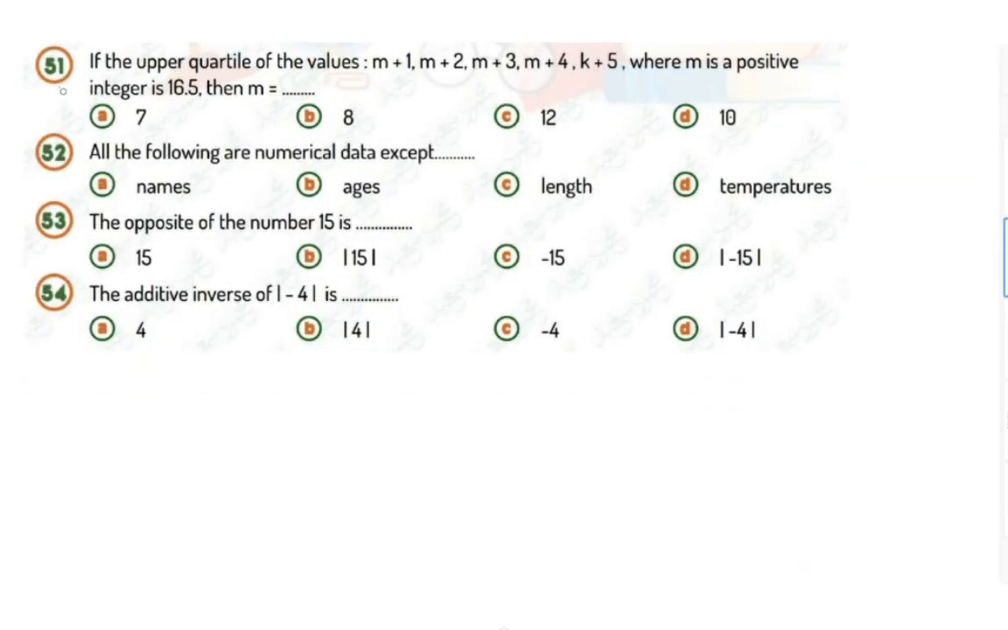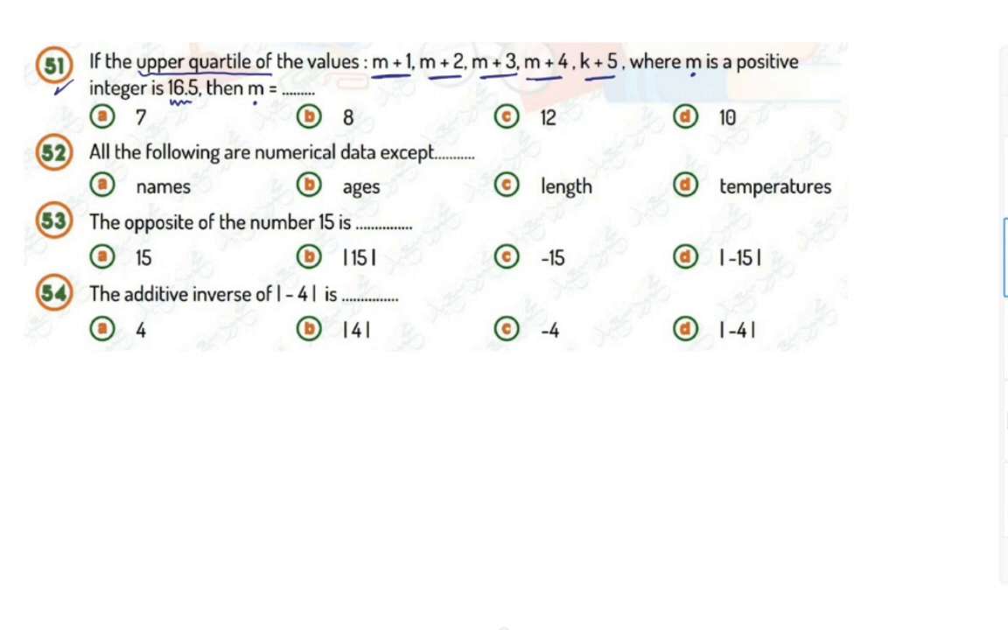Let's go. We have the first question, choose 51. If the upper quartile of the values m plus 1, m plus 2, m plus 3, m plus 4, m plus 5, where m is a positive integer, is 16.5, then the value of m is what? Note with me, now 16.5 is the upper quartile of these values, right?